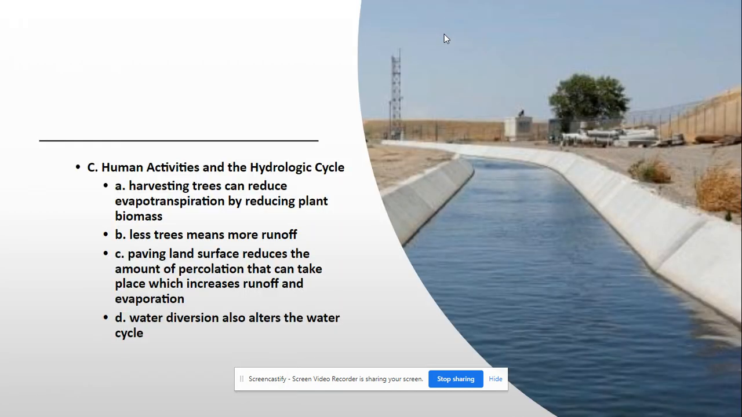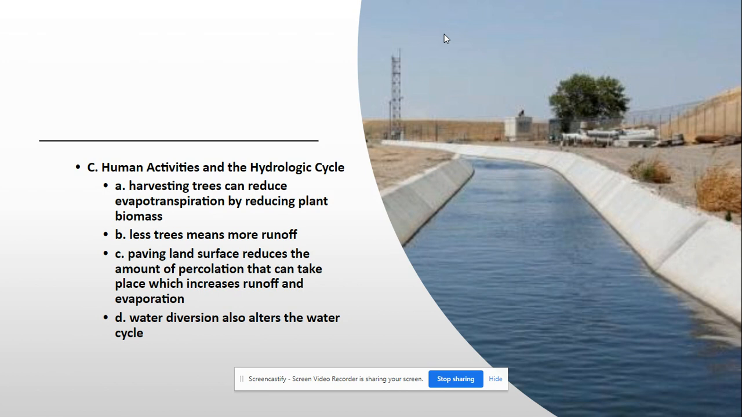Important human activities involving the hydrologic cycle would be the harvesting of trees, because transpiration or evapotranspiration from plants helps to put water back into the atmosphere. If we reduce the amount of plants, we reduce the amount of water going back into the atmosphere. Also, less trees typically means a lot more runoff, so a lot more flooding problems.